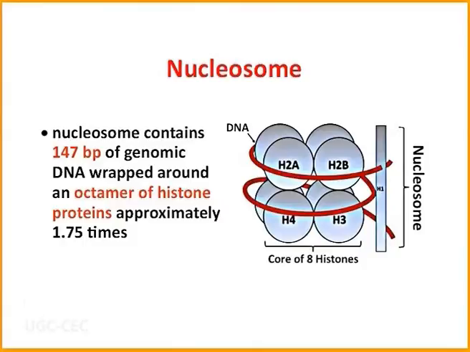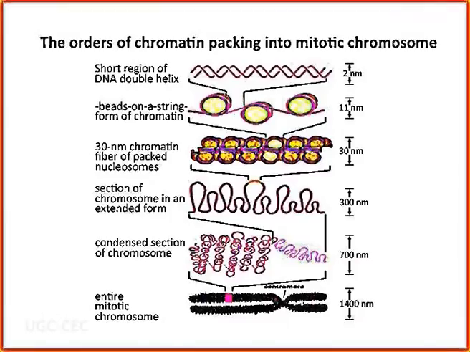A 147 base pair DNA chain wrapped around the 8-core histone forms the basic chromatin unit, that is the nucleosome. The function of chromatin is to efficiently package DNA into a small volume to fit into the nucleus of a cell and protect the DNA structure and sequence.